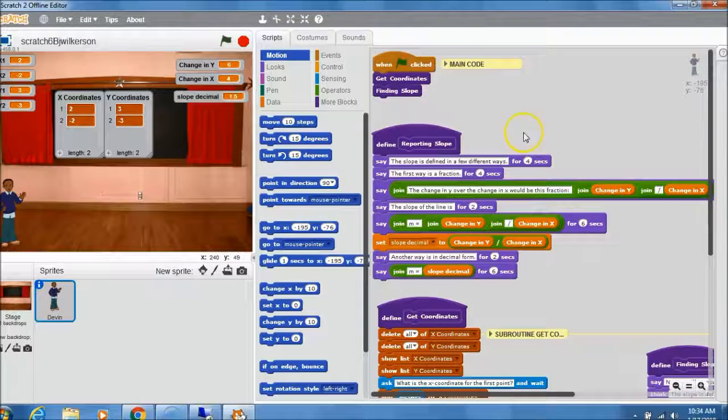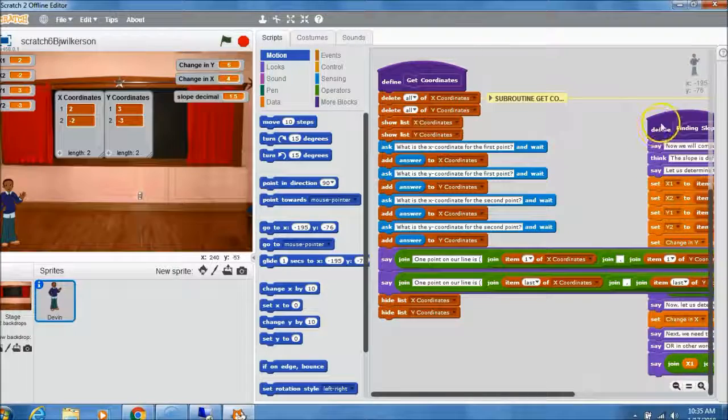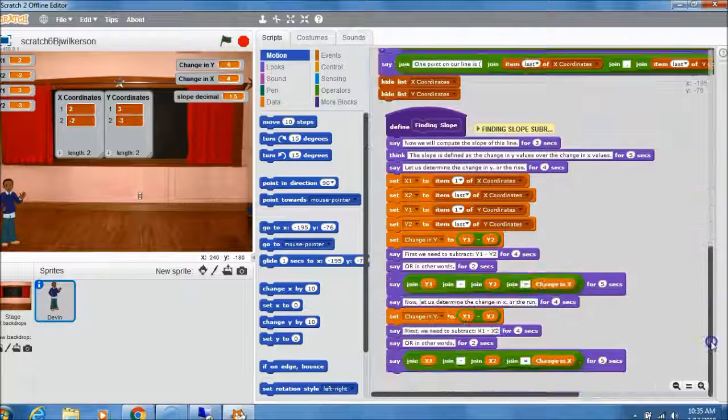Alright, so we've got our main code here. It's going to do get coordinates first. It's going to have us input our XY coordinates for 2 points. Then it's going to go to the finding slope subroutine, where it's going to compute the slope for us and print that out. I guess I could push this down here. Alright, so we can look at it.